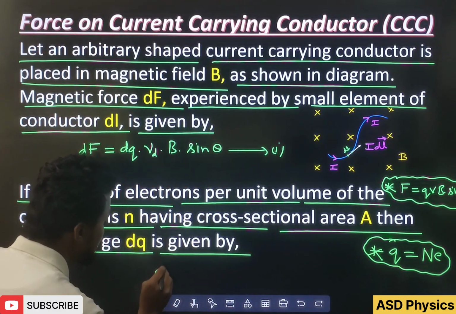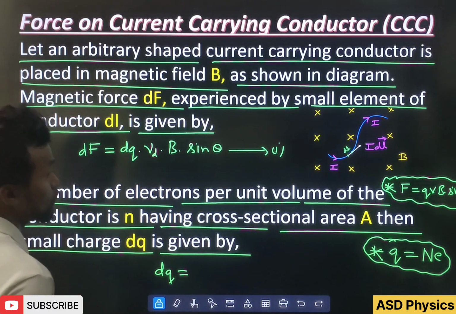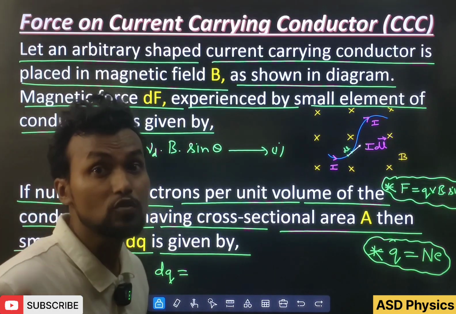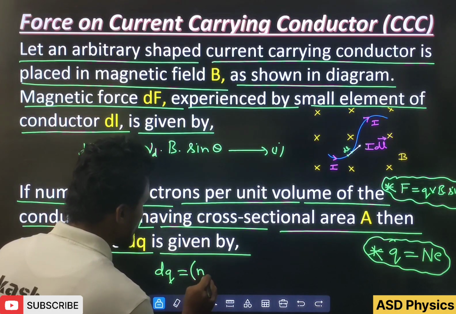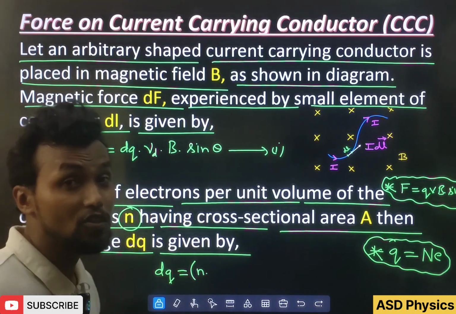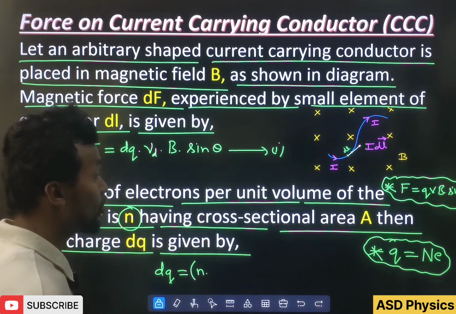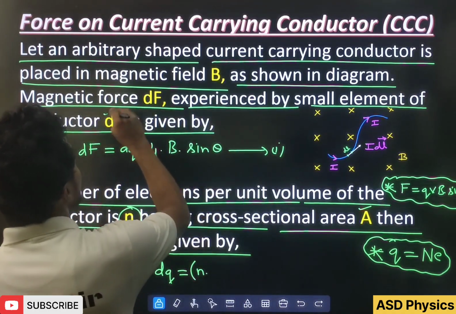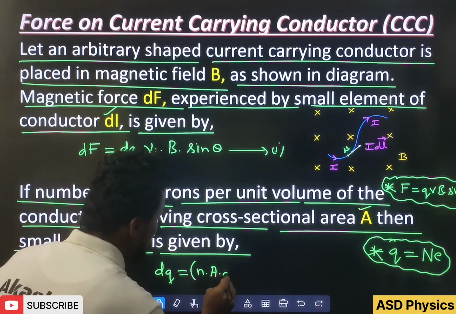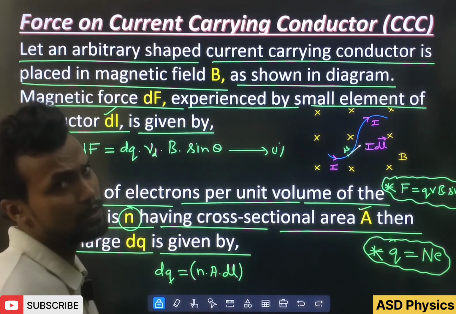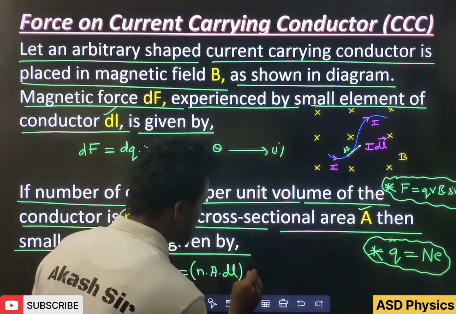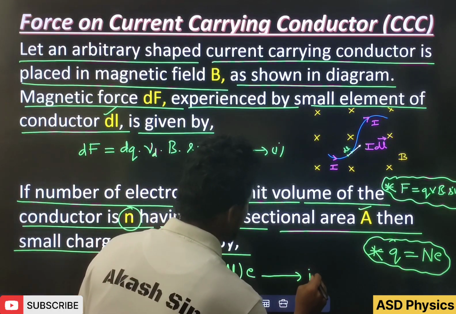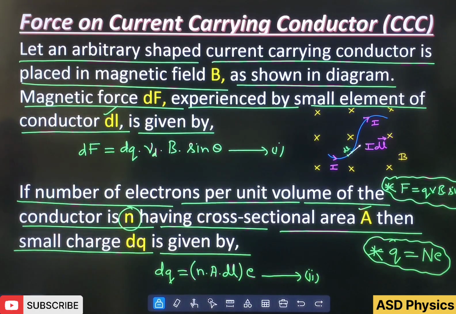Okay, so see here please, dq is equal to the total number of electrons. You know very well, n is the number of electrons per unit volume. So if I want to know the total number of electrons, I have to multiply the number of electrons per unit volume with the volume of the conductor, this very small length. So the area of cross section is A, and the length is how much here? dl. So the volume will be A into dl. So this is the total number of electrons in a very small element, and we have to multiply with the charge of the electron e. Okay, so we have got the very small charge dq.